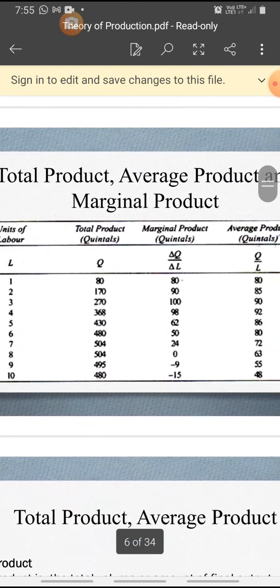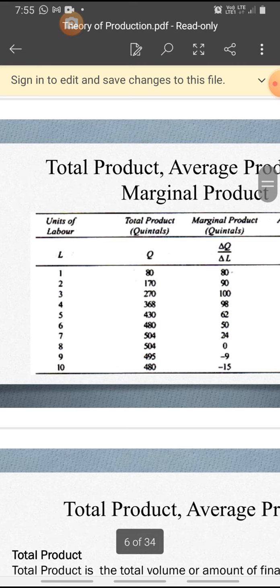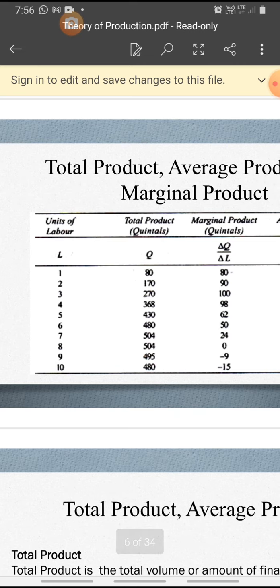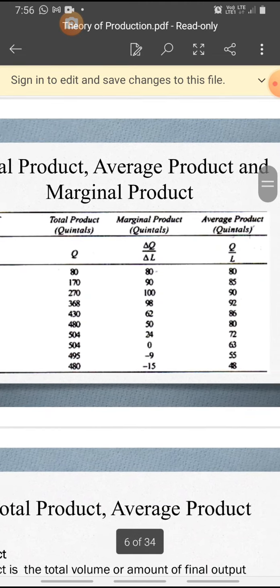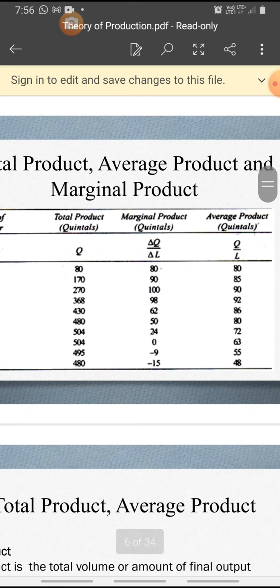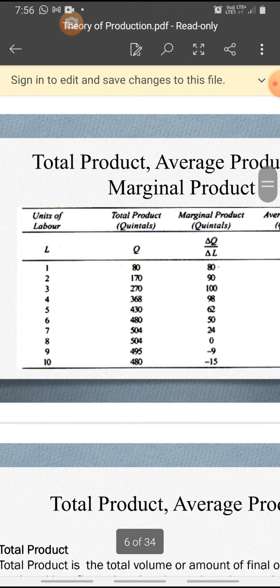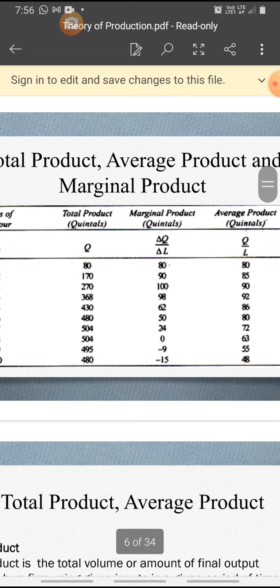Then total product, average product and marginal product. Units of labor are given 1 to 10. Then total product is given as Q, that is output or total product. Marginal product is also given and average product is given. From total product we can find out the average product, that is Q by L. Then how do we find marginal product? We need to take the change, delta Q by delta L.